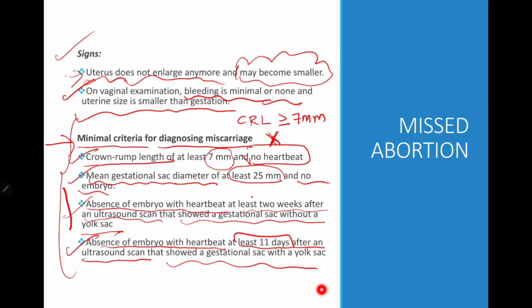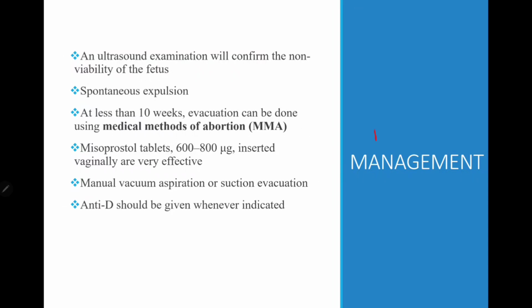So what is the minimal criteria for diagnosing miscarriage? Crown rump length more than 7 mm and no heartbeat. Mean gestational sac diameter of at least 25 mm and no embryo. Absence of embryo with heartbeat at least 2 weeks after an ultrasound scan that showed a gestational sac without a yolk sac. Absence of embryo with a heartbeat at least 11 days after an ultrasound that showed a gestational sac with a yolk sac.